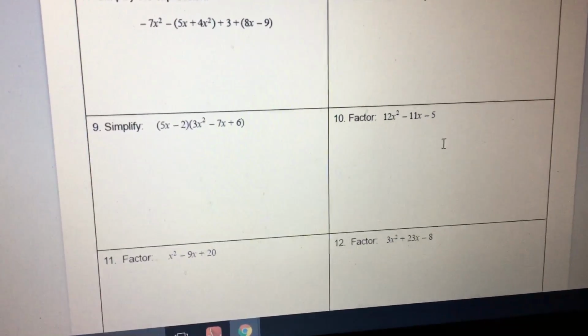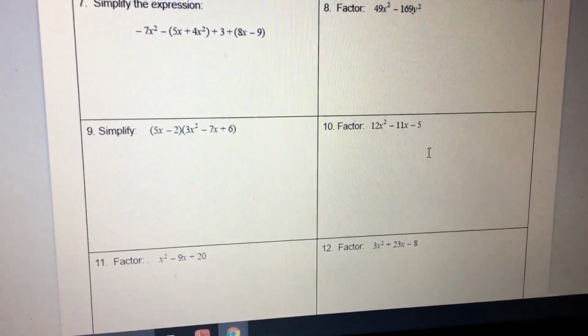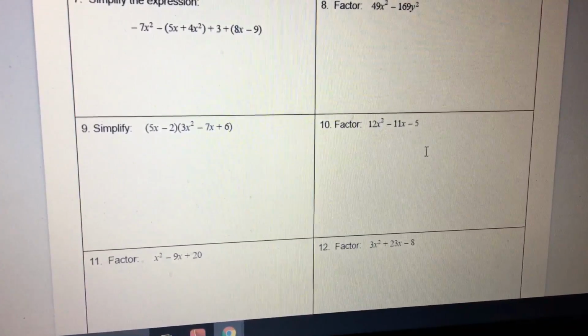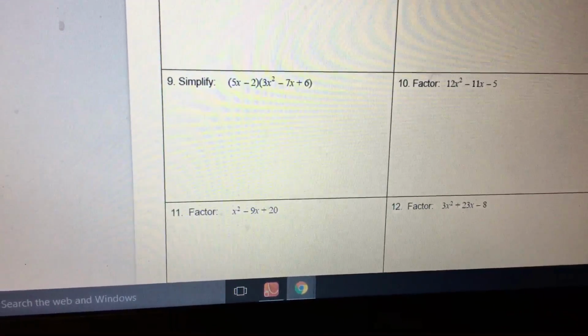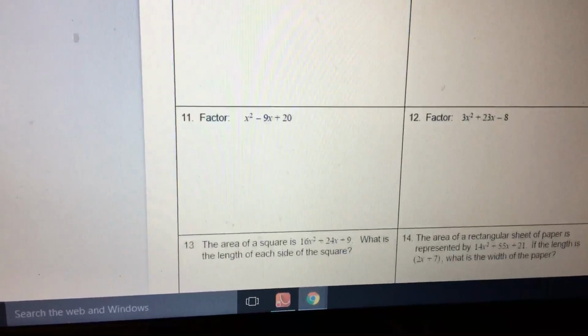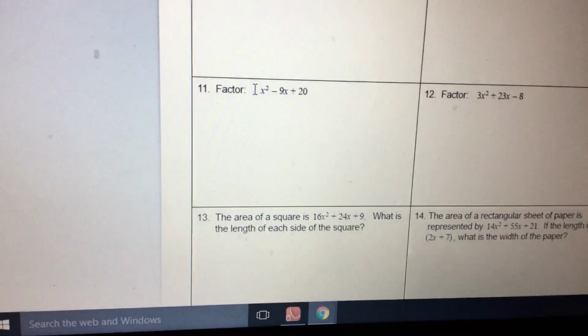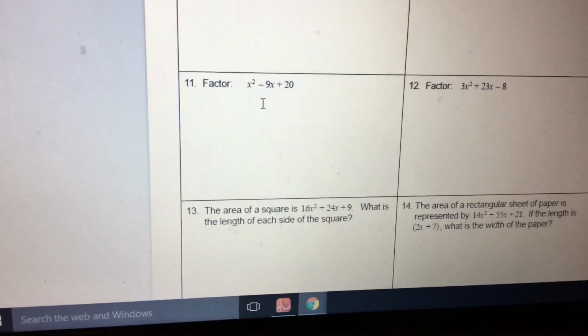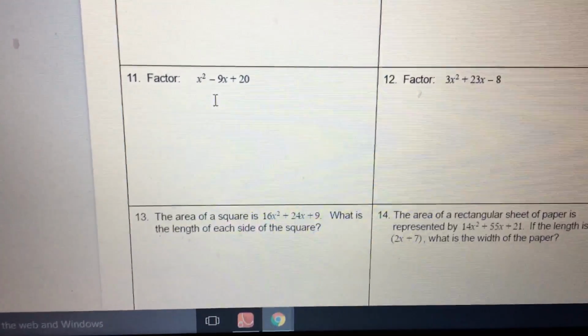Factoring on this one, again, menu 3, go through your answers, sort it out. You should be able to get the factors that way pretty easily. On number 11 here, it's a little bit more straightforward. This one is just what multiplies together to make 20, adds together to make -9. It's going to be a -4 and a -5, so my factors are x minus 4, x minus 5.